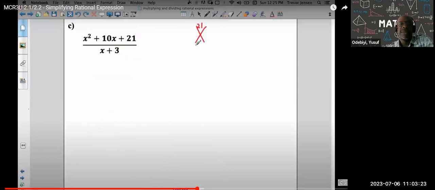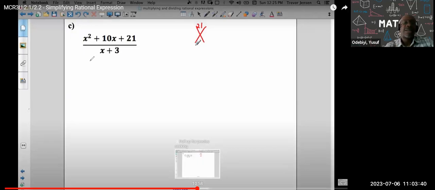Okay, so the next example. Next example, sort of the same thing. Two numbers that add up, and we can do this one together. I'll use a different color this time. So we're saying two numbers that add up to give you 10, and two numbers that multiply together to give you 21. What are those numbers? Anyone?